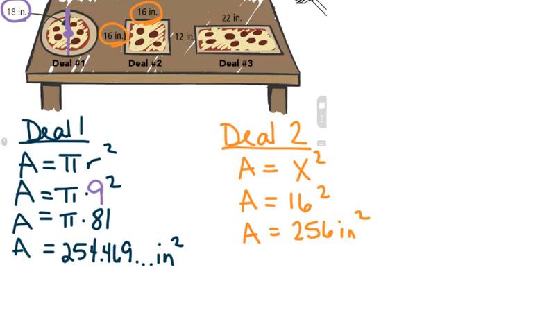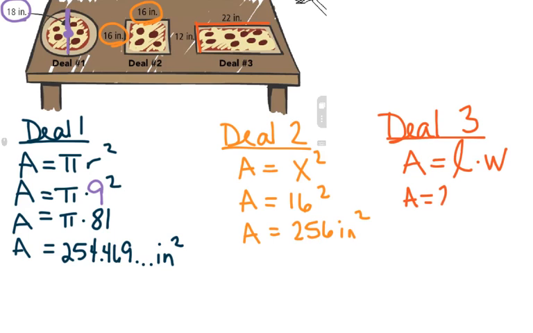And let's do deal 3, which is a rectangle. The area of a rectangle is length times width. So in this case, it's 22 times 12. So when you type in 22 times 12 to your calculator, you get the area of that pizza is 264 square inches.